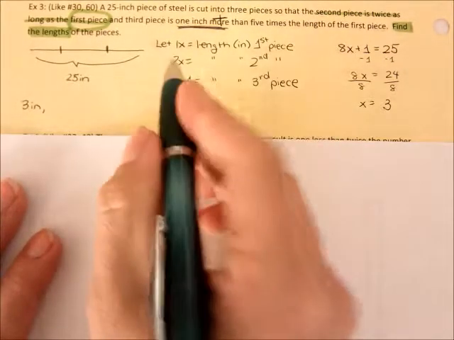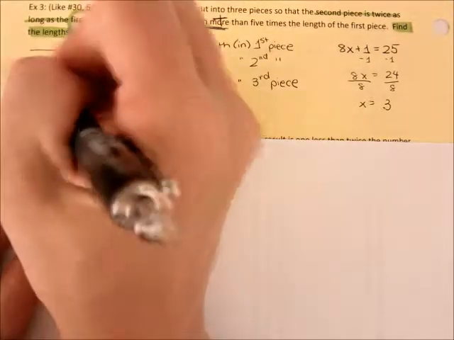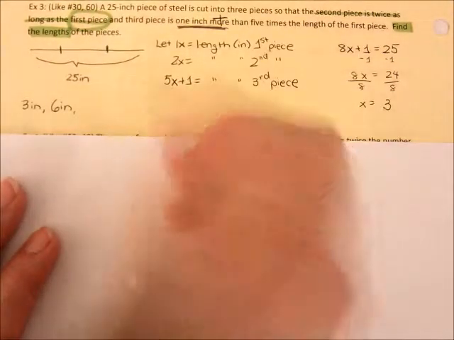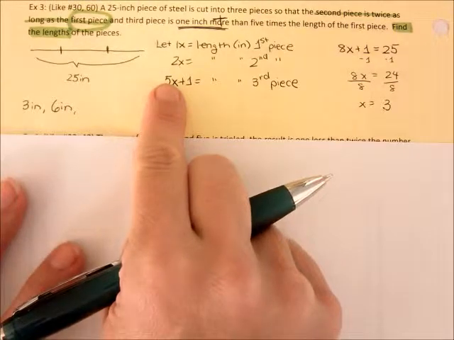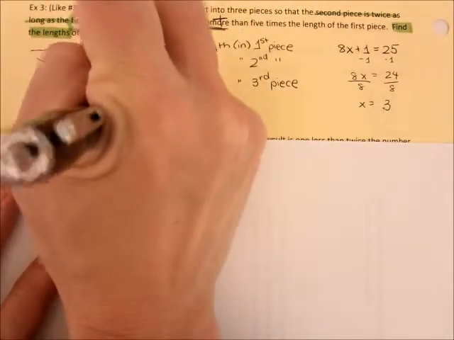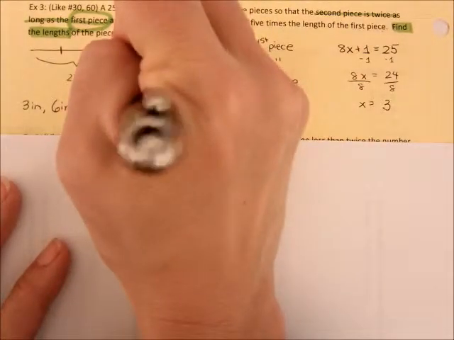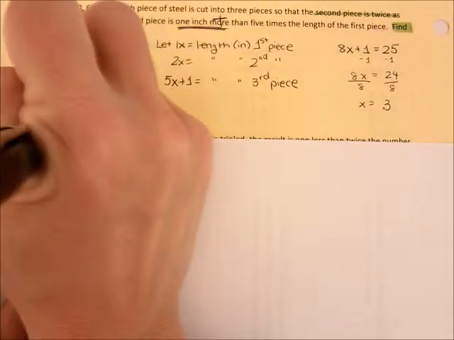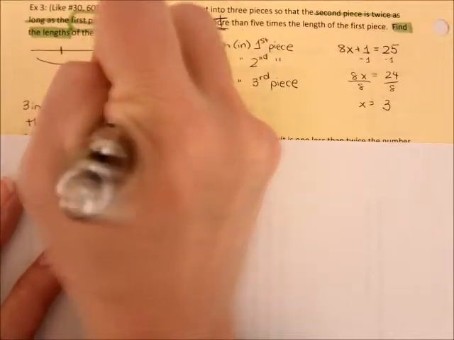What's double of 3? 6 inches. Okay, 5 times 3? Plus 1? And 16 inches. Those are the lengths of the pieces.